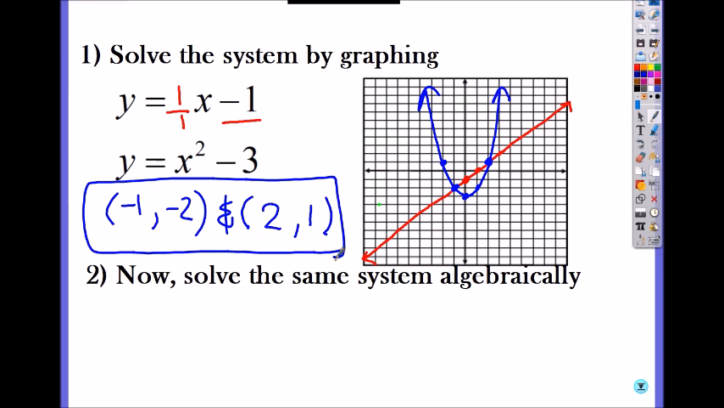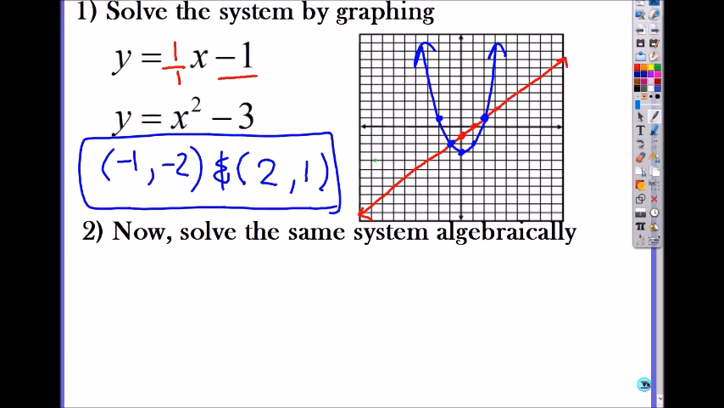Now, how do you solve it algebraically? y equals that and y equals that. Since they are already solved for y, can we just set those equal to each other? You're looking for when they have the same y, right? So it is x minus 1, your y, equals the other equation, x squared minus 3. So it seems like it will become a quadratic equation.